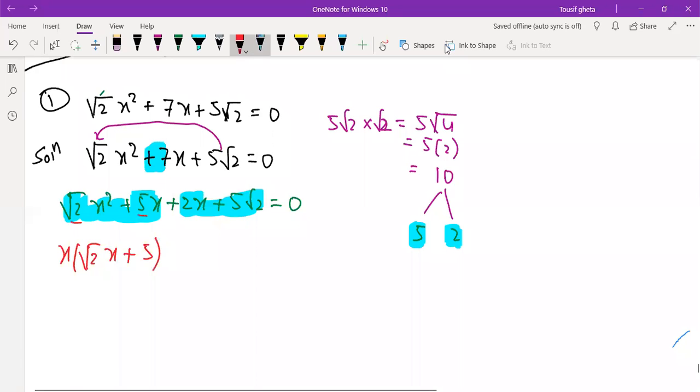In this there is a possibility of a common because here 2 is there and here root 2 is there. Whenever 2 and root 2 are there, I can take root 2 common. Root 2 into root 2 will give you 2, because root 4 is nothing but 2. So x plus root 2 is common, and the remaining is 5. Done.